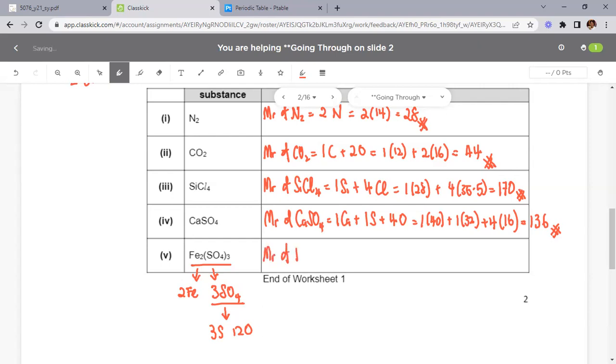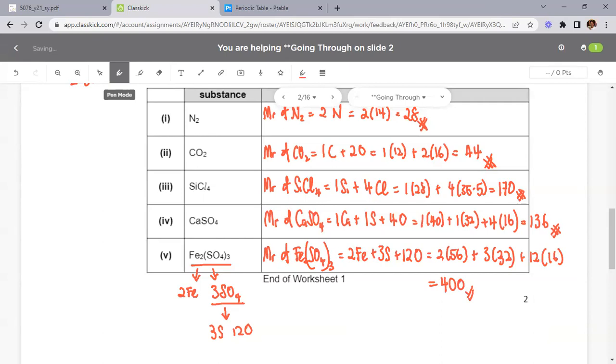So the Mr of Fe2(SO4)3, this is iron(III) sulfate. You're going to have 2 Fe plus 3 sulfur plus 12 oxygen. Sorry, this looks like 120. Let me erase again. This is actually 12 oxygen. What you're going to get is 2 times 56. Please let me know if I'm wrong, I'm just trying to remember from memory. 3 times 32 plus 12 times 16. Iron should be 56. So 2 times 56 plus 3 times 32 plus 12 times 16. You're going to get 400.